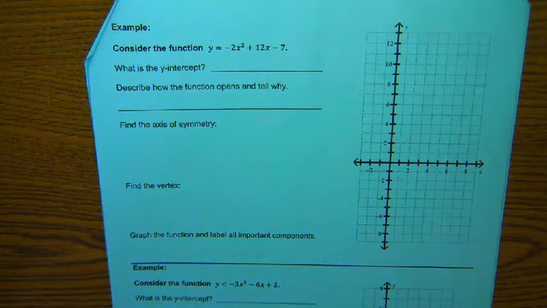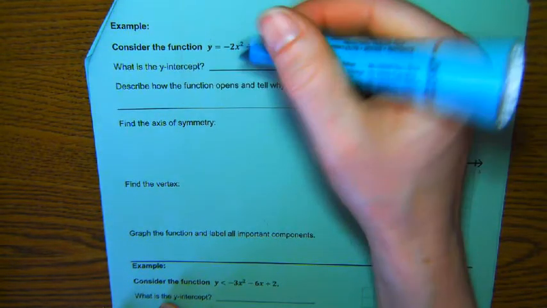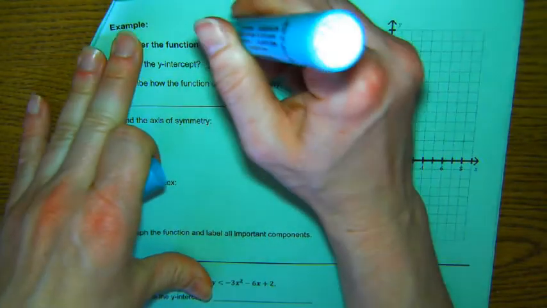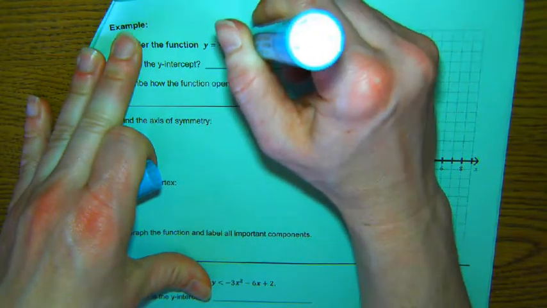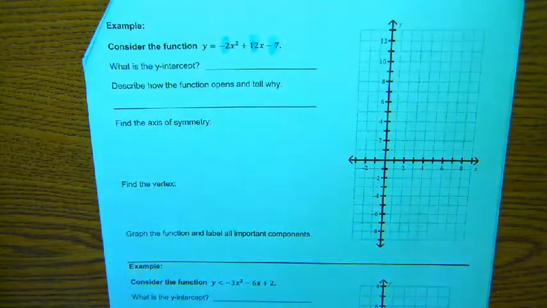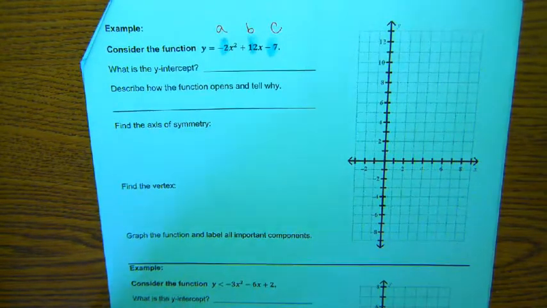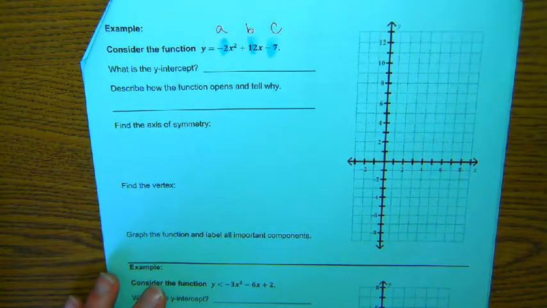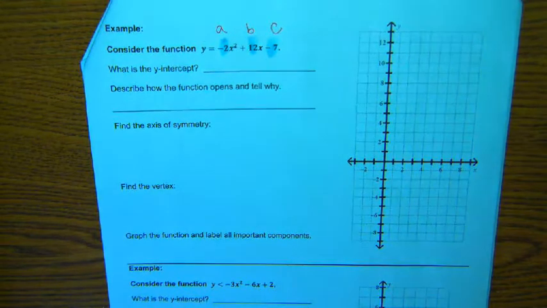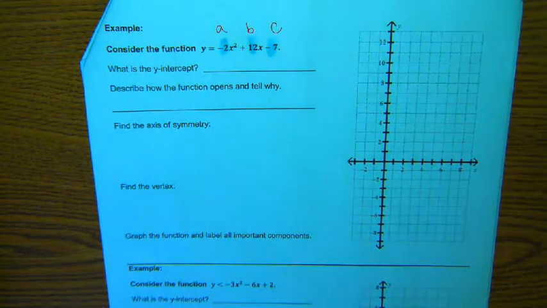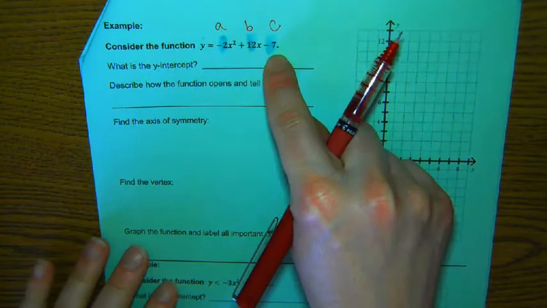Okay. And then I'm going to highlight the numbers in front of x squared and x, because what I just highlighted are my A, my B, and my C. All right, you might have to flip back and forth. Can somebody tell me what is the y-intercept? Very good. -7.